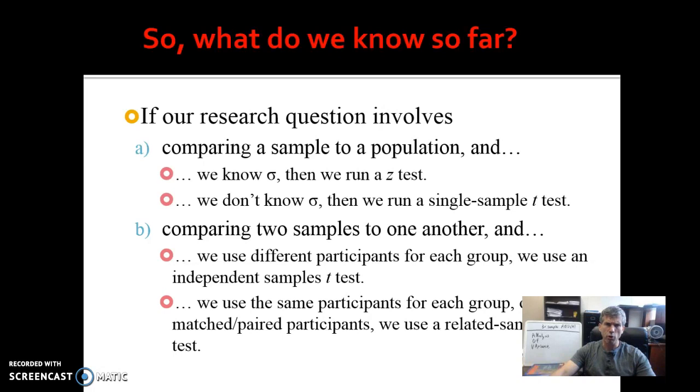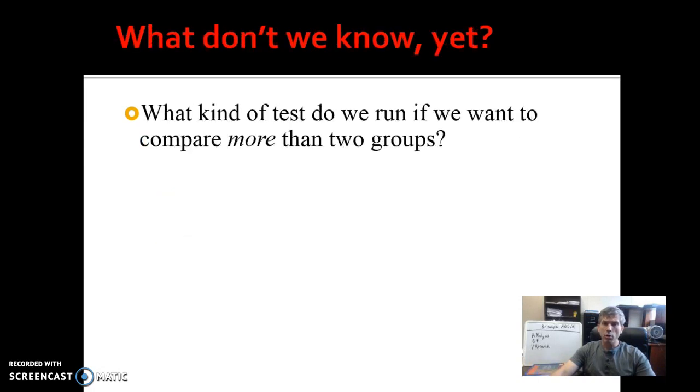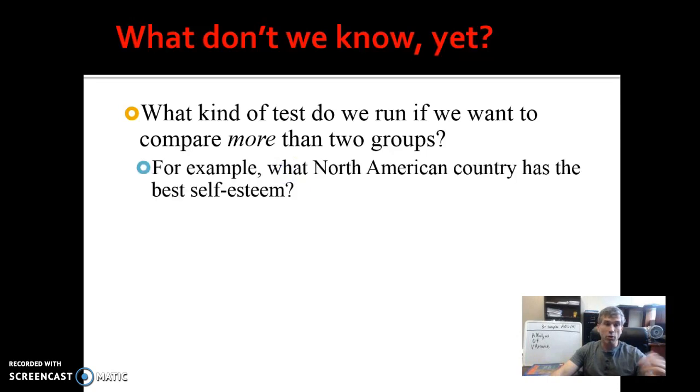But what if we wanted to measure more than 2 samples at once? What if we had more than 2 groups of scores that we wanted to compare? Well, let's look at a research question. Let's say somebody's interested in the science of happiness, that kind of stuff, and they want to measure self-esteem in different North American countries, figure out which one has the best. So we want to get a sample from USA, a sample from Canada, a sample from Mexico. Again, notice we'd be making conclusions about the populations of these countries, but we'd be basing it on a sample. Either way, we have a situation where we want to wind up with 3 groups of scores instead of 1 or 2. So how could we address this?